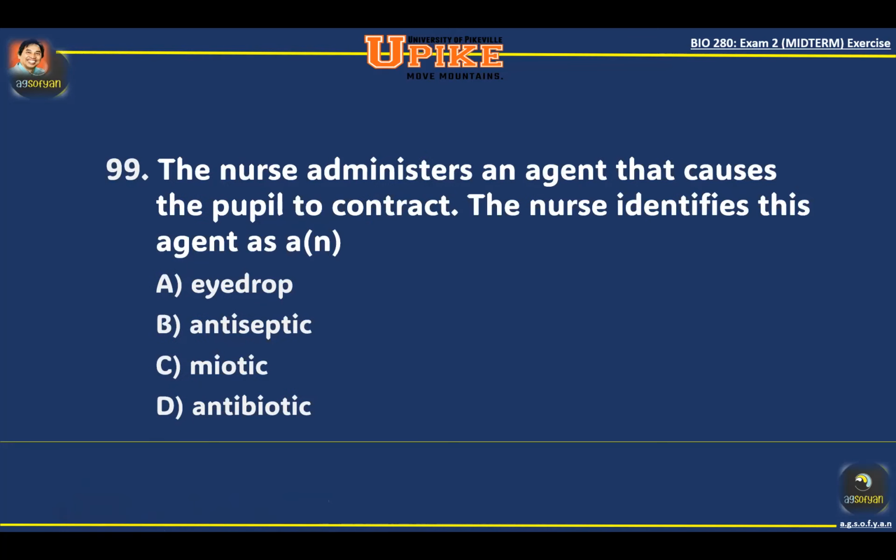The nurse administers an agent that causes the pupil to contract. The nurse identifies this agent as, what's that? Eye drop, antiseptic, of course not. Antibiotic is not. Maybe eye drop, but an eye drop is not really causing the pupil to contract. The right answer will be miotic. So miotic is something that can cause the pupil to contract.